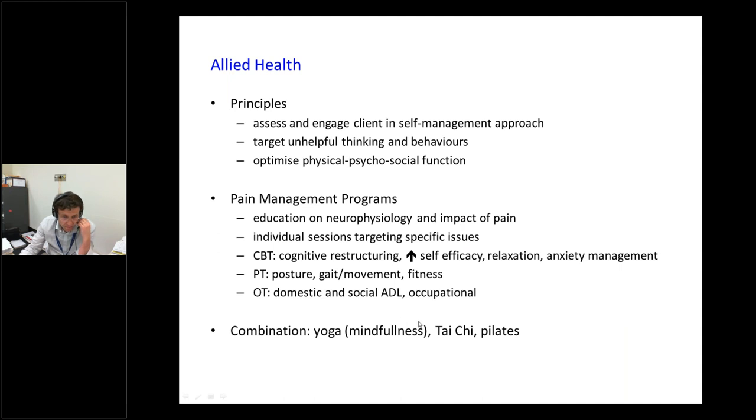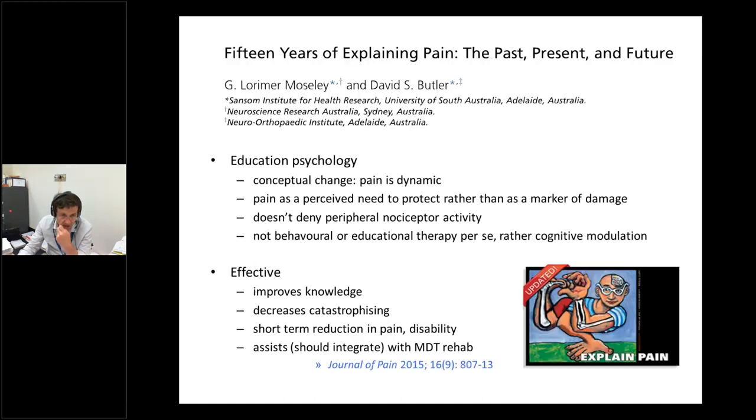Combining pain program aspects includes yoga, Tai Chi and Pilates, where there's motor planning, movement, posture work, and mindfulness-type components to it. And that has a neurological basis. It's activating brain circuitry that can reduce pain experience at the brain level. You'd be aware of Lorimer's work on explaining pain, and there's some support in the literature and neurological stuff that this can be helpful. This would be my approach.